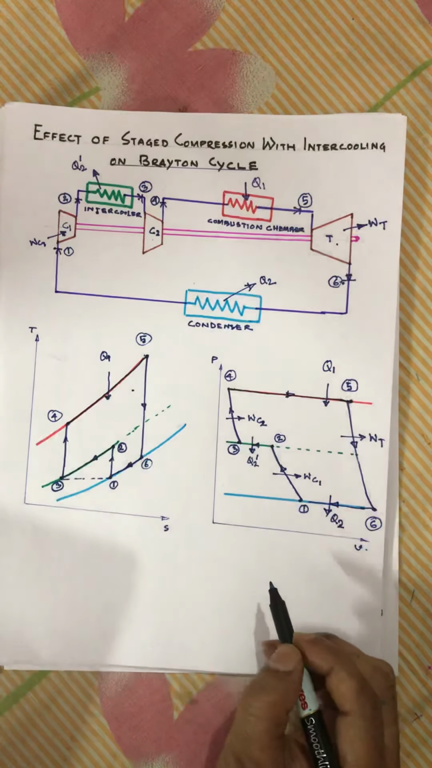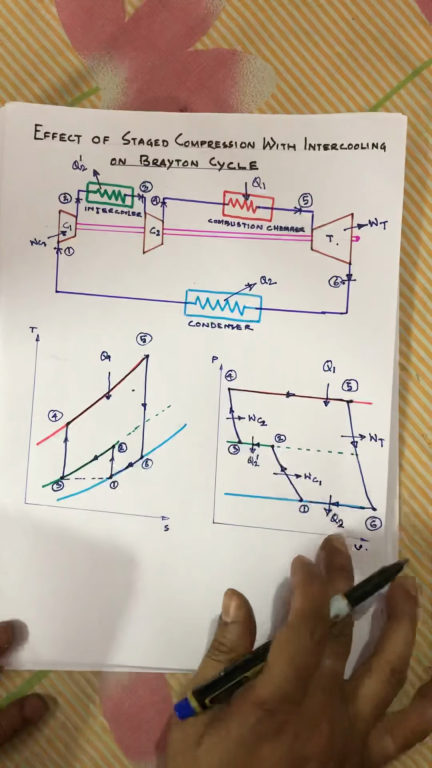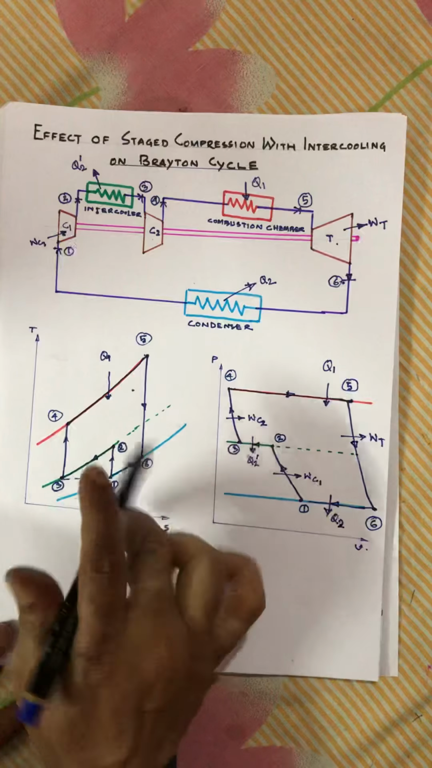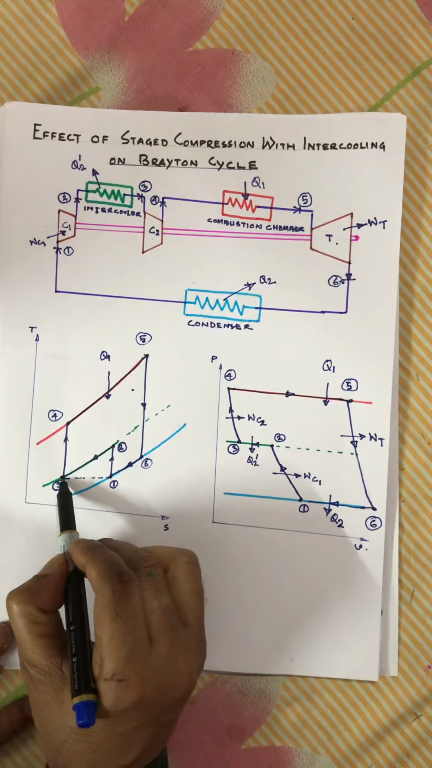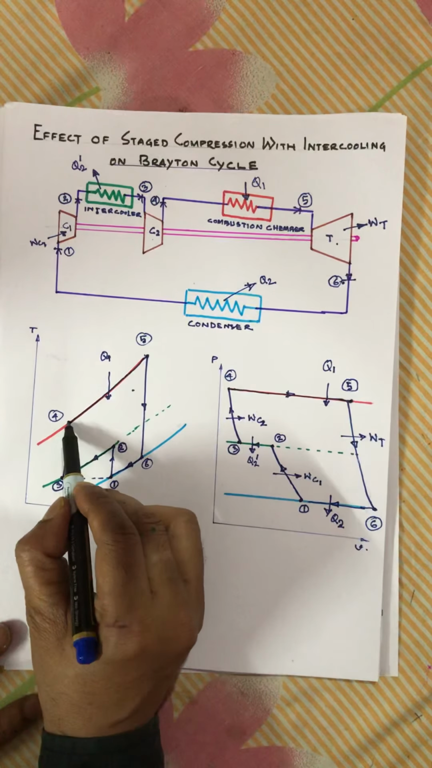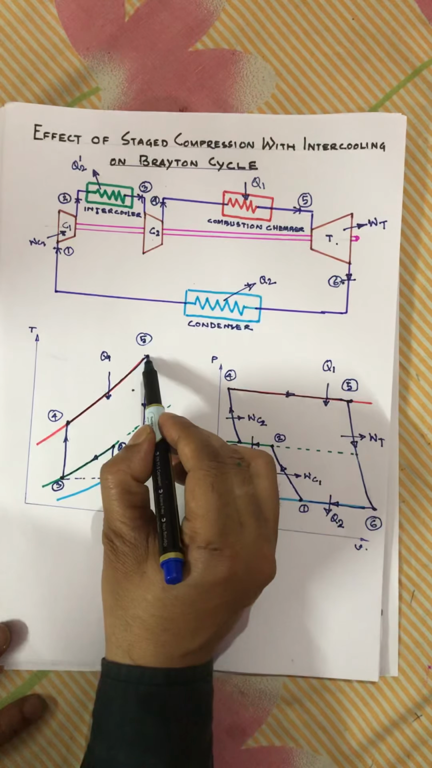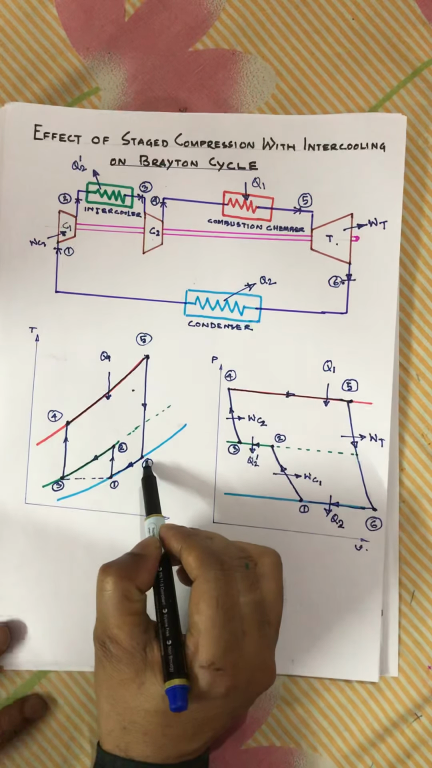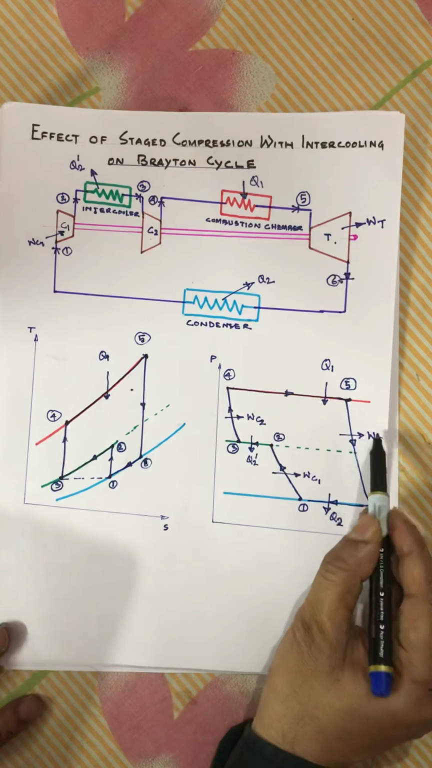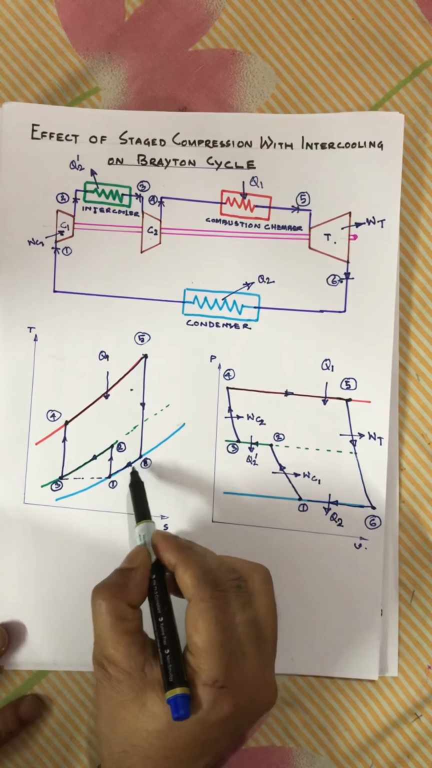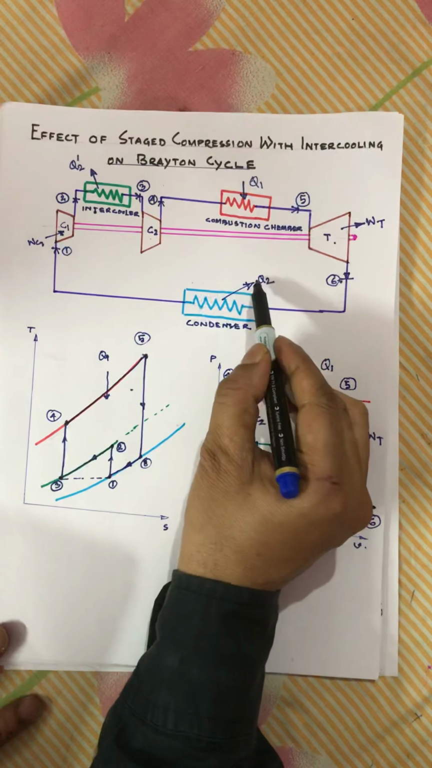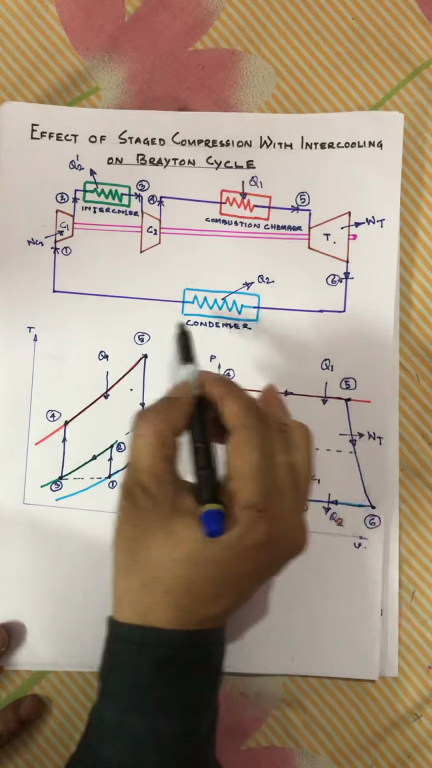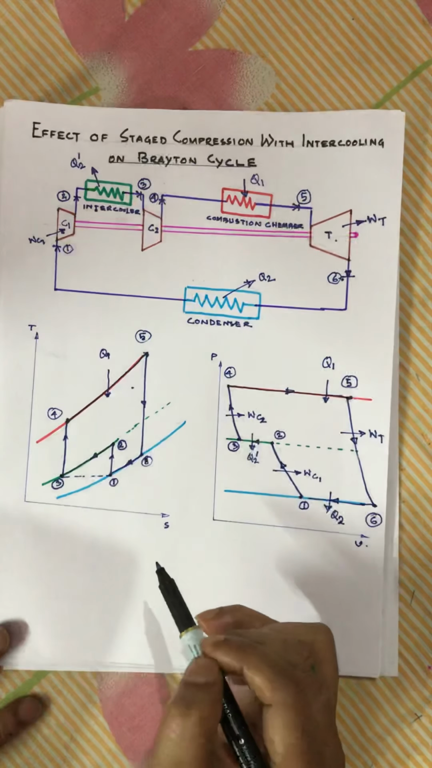Now, in the TS and PV diagram, the cycle is: 1 to 2 is compression, 2 to 3 is the cooling process in the intercooler, 3 to 4 is again compression, 4 to 5 is heat addition in the combustion chamber, 5 to 6 is nothing but the reversible adiabatic expansion process in the turbine, where WT amount of work will be developed, and after that, it will come to the condenser, where Q2 amount of heat will be rejected, and again it will be sent to the compressor.